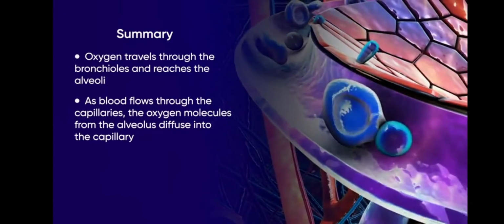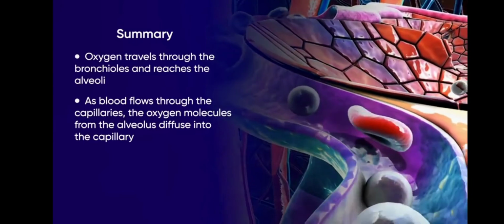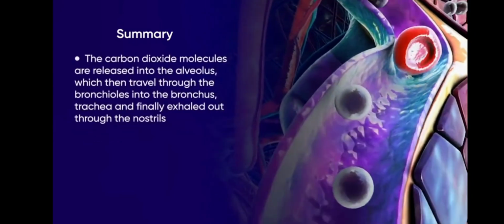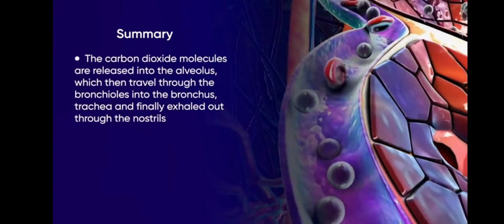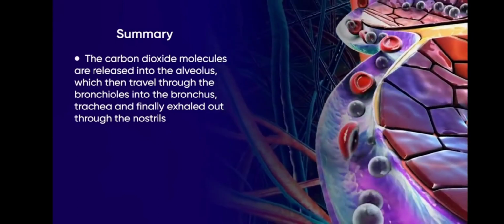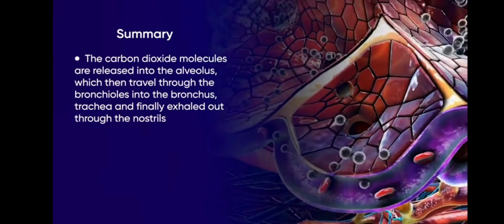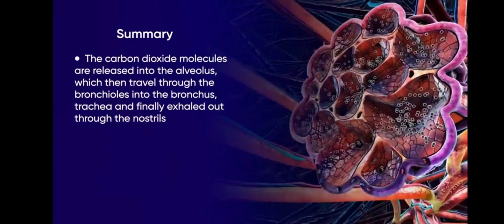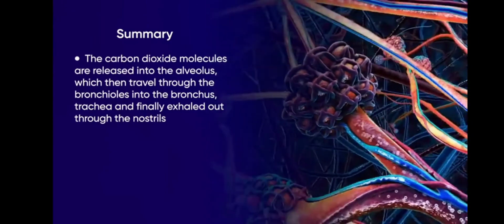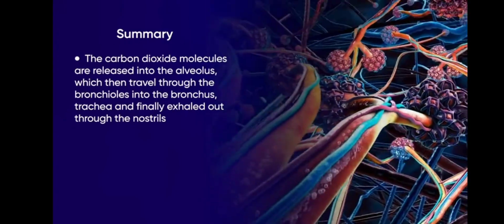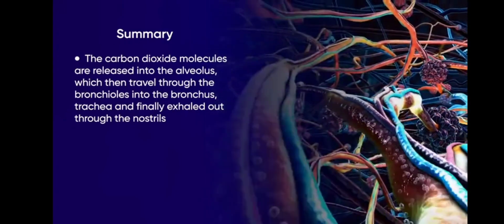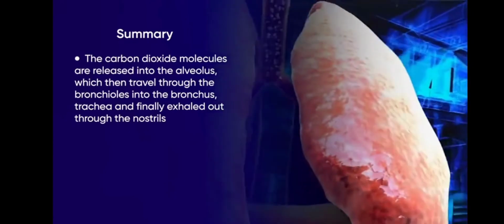This causes oxygenation of the RBCs. The carbon dioxide molecules are released into the alveolus. They are collected in the alveolar chamber, and then from the alveolus it travels through the bronchioles into the bronchus, which finally reaches the trachea and is breathed out through the nostrils.